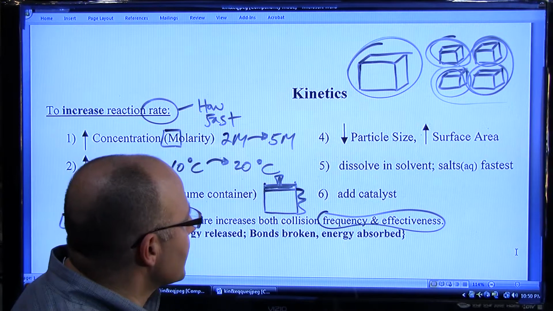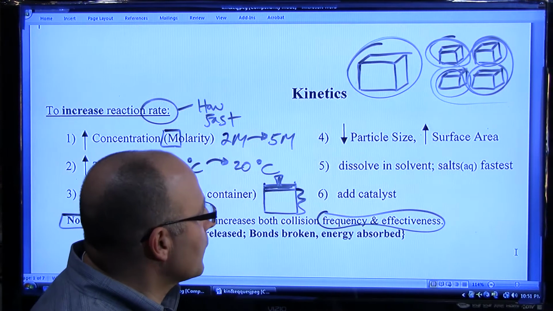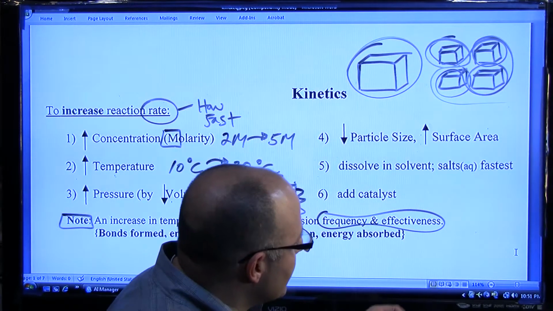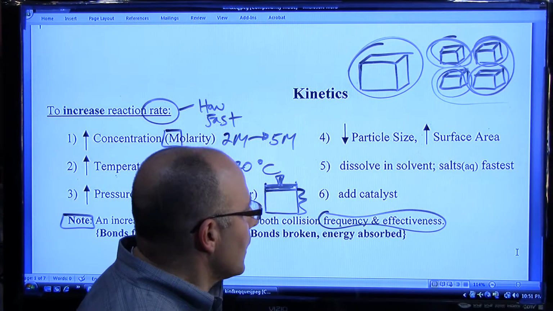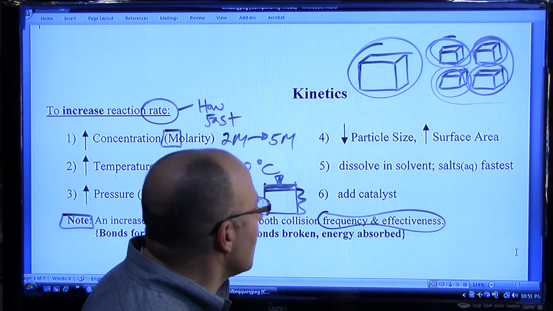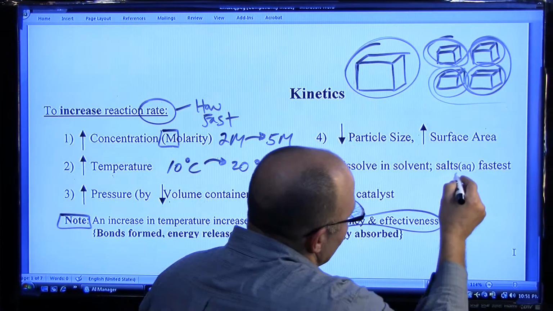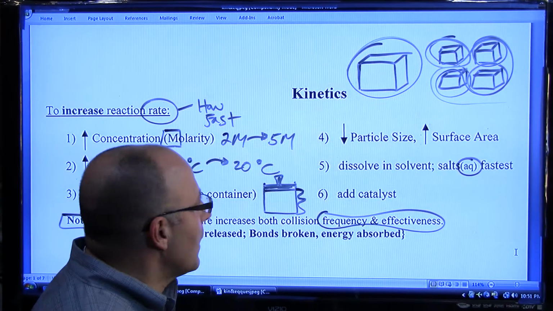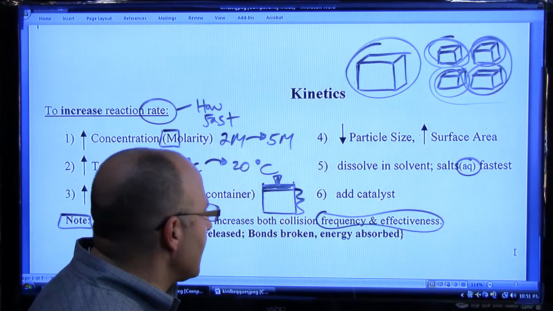Another thing you could do is you could dissolve in solvent. The most common solvent, of course, is water. So reactions in which the reactants are salts, for example, in an aqueous solution are certainly the fastest, or if not salts, acids or bases in aqueous solution. So watch out for the aqueous and the reactants. Those happen to be very, very fast reactions. In fact, they would say they're instantaneous.